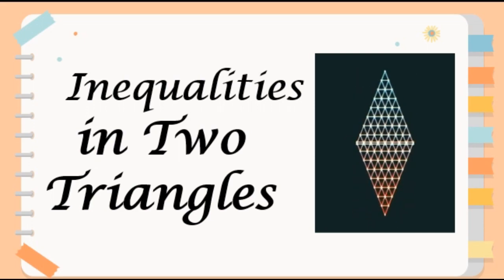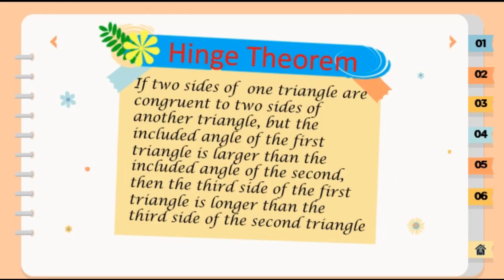Inequalities in two triangles. Hinge theorem. If two sides of one triangle are congruent to two sides of another triangle, but the included angle of the first triangle is larger than the included angle of the second, then the third side of the first triangle is longer than the third side of the second triangle.